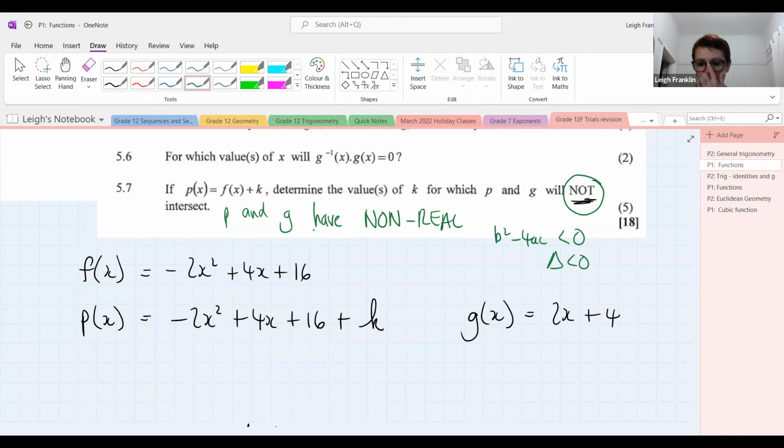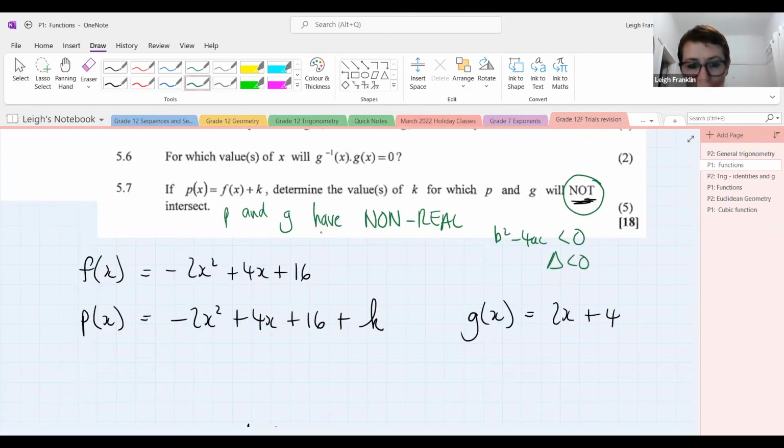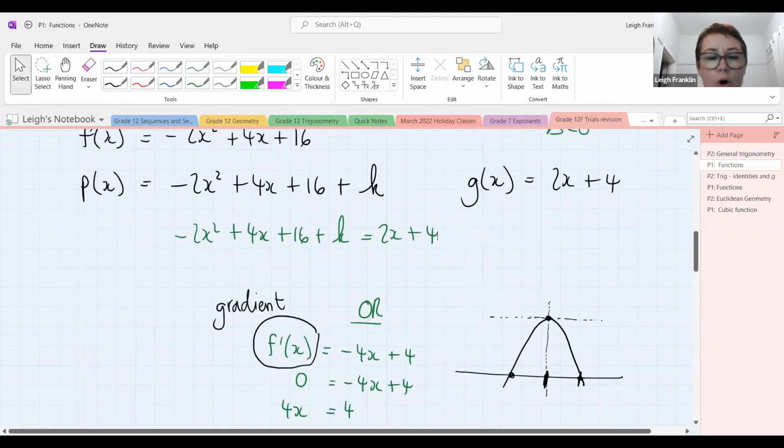All right, so the way in which we answer this question, I said we haven't got much time, so I better get a move on because the other class will be logging on soon. We've got to make these two equal to one another, which seems odd, but then we do an interpretation based on the fact that delta, or the discriminant, is going to be negative. So we say minus 2x squared plus 4x plus 16 plus k is equal to 2x plus 4. We're going to move everything over to the left-hand side.